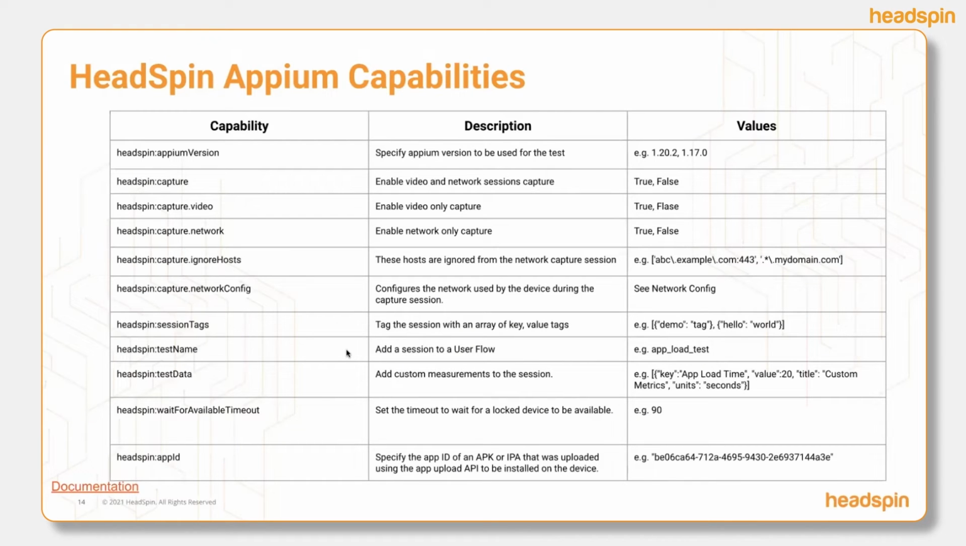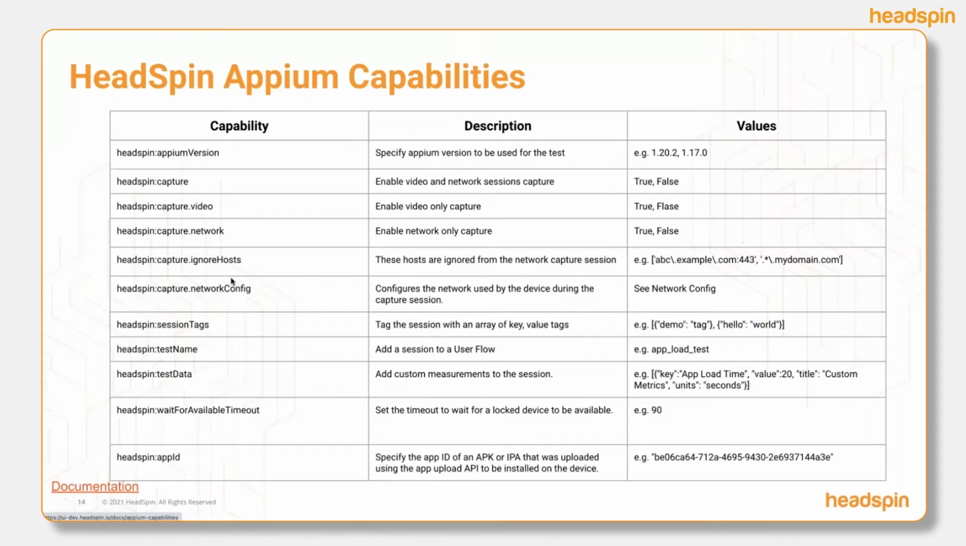So some HeadSpin Appium capabilities I want to run through. There are many more; I cherry-picked at least what I thought were the most important, what I see customers using and leveraging the most. I've also linked to our documentation on the platform for all of our HeadSpin Appium capabilities. We also have a Selenium capabilities section, but a lot of them actually continue or are one-for-one. And I can run through these.